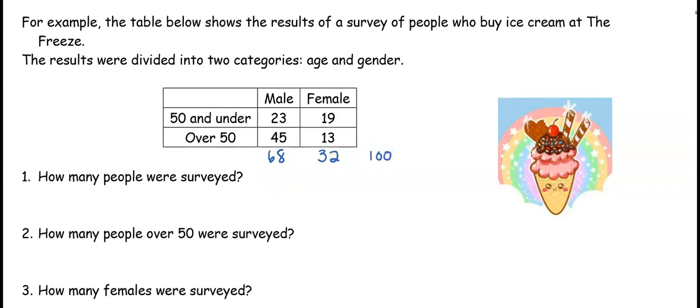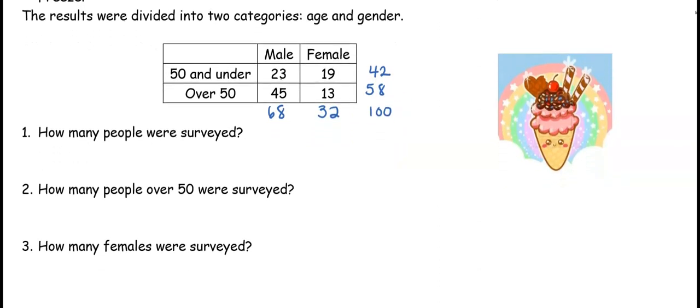Or I could look at it the other direction. How many people were total under 50? 23 males, 19 females, I add those together and I get 42. Over 50, 45 males and 13 females, that's 58. And again, 42 and 58 adds to 100. That always has to be true. We can't add these totals and get a different number than those totals. If that happens, you added something wrong.